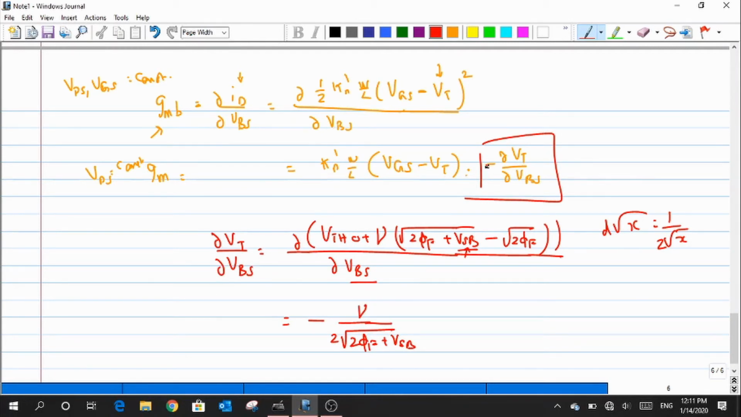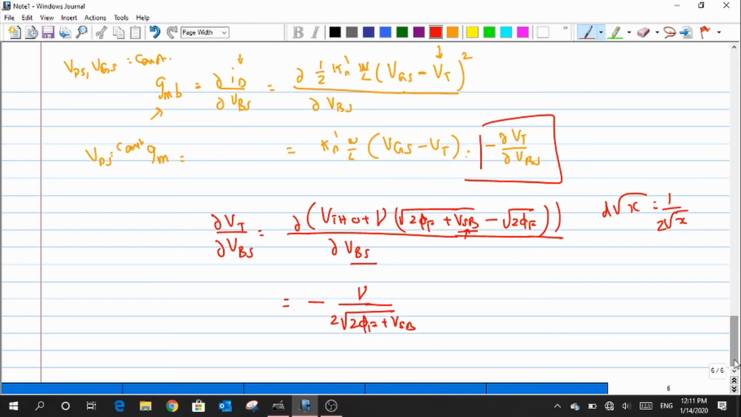Now already there is a negative sign here and there is a negative sign here. So what happens when I multiply a negative sign with a negative sign? It becomes a positive quantity. Now there is something that I need to observe on this particular expression. What is this expression? Kn dash W by L (VGS minus VT). It is nothing but our gm, the small signal parameter gm.